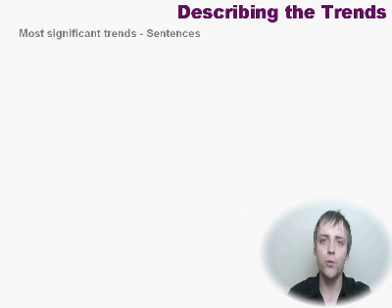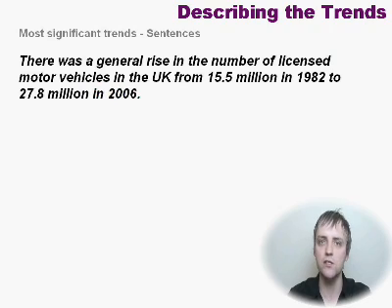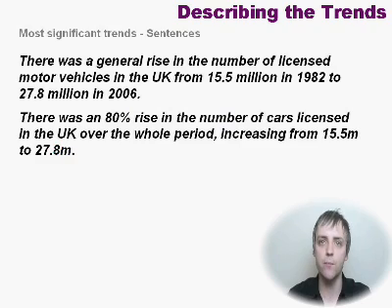Now, putting these into sentences, we can have a number of different possibilities. Okay, so first one could be there was a general rise in the number of licensed vehicles or motor vehicles in the UK from 15.5 million in 1982 to 27.8 million in 2006. Or we could say there was an 80% rise in the number of cars licensed in the UK over the whole period, using a different time phrase, increasing from 15.5 million to 27.8 million.